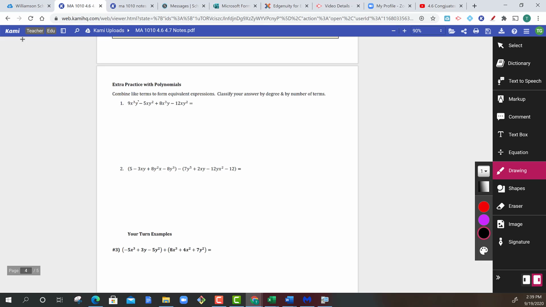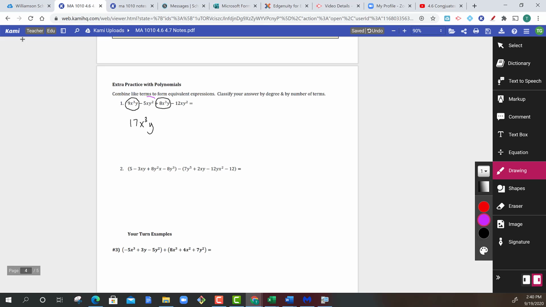So my first term, let's go ahead and circle it, is a 9x to the third y. You got to look and see if there's any other exact x to the third y's in the problem. I see one other. And here we just add the coefficients. 9 plus 8 is 17, and you keep the x to the third y. That only changes when you multiply or, of course, divide.